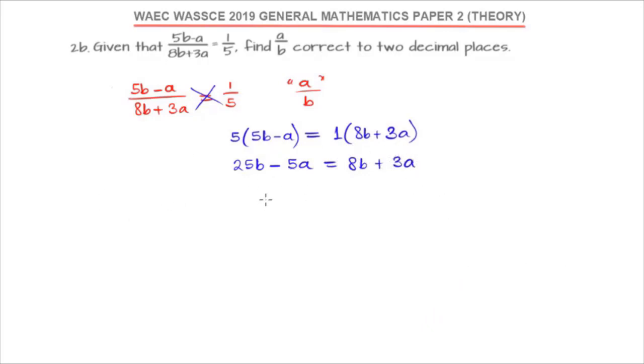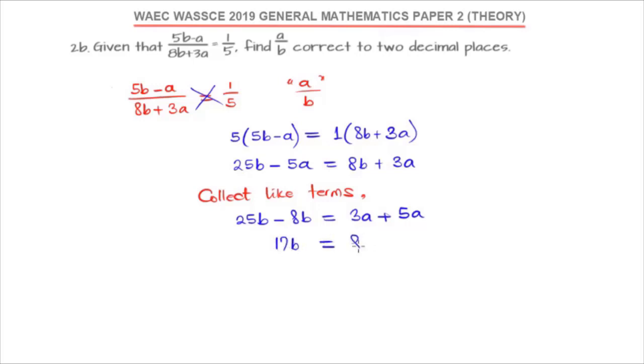Now we can just collect like terms, put the b's together, put the a's together. Move the entries that have b to one side, the entries that have a to another side. So we have 25b. When 8b moves to the left hand side, that becomes minus 8b, is equal to 3a. When minus 5a moves to the right hand side, that becomes plus 5a. 25b minus 8b is 17b. 3a plus 5a is 8a.